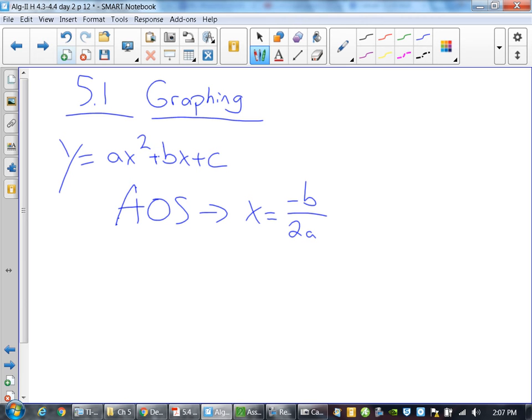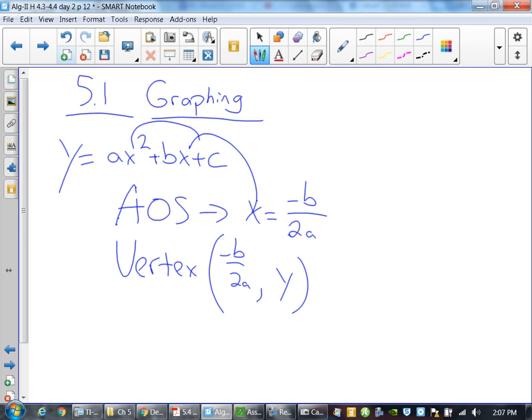From that, you were able to figure out your y value, because your vertex always lies on the axis of symmetry. So this means that your vertex has the ordered pair of whatever the opposite of b over 2a is, and y. And in order to figure out that y value, you take this number and you substitute back into here. That's all it was. A lot of plug and shove.